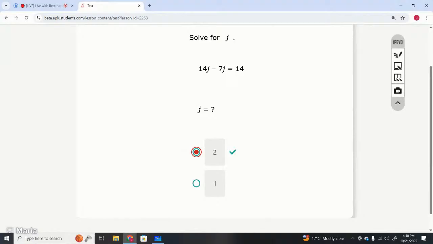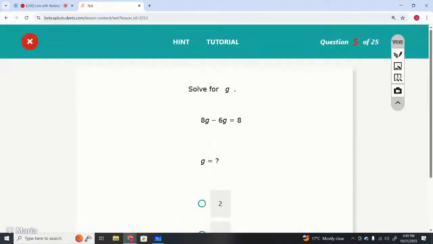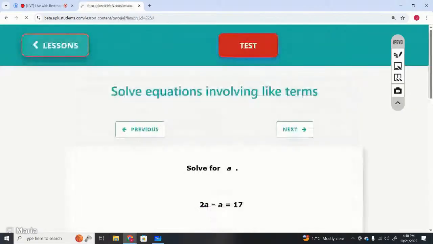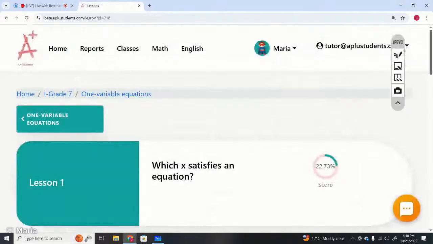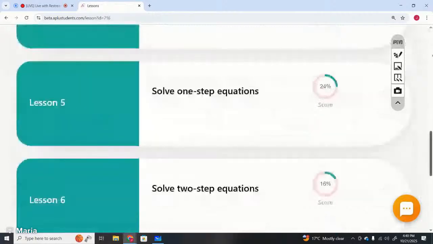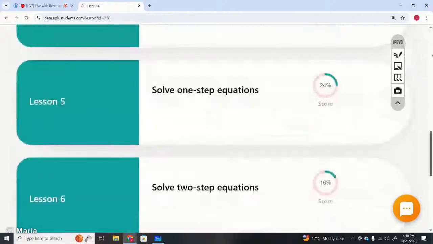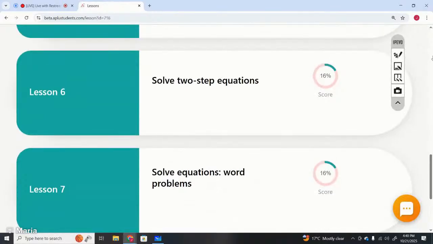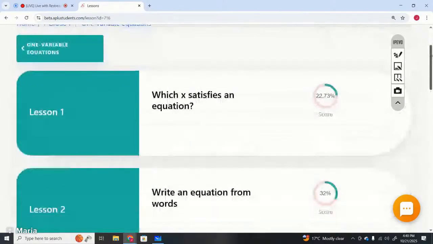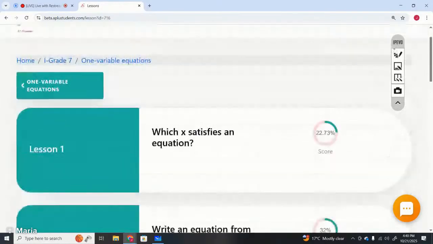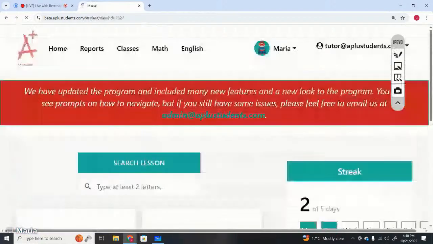Okay, you can complete the lesson by yourself later today. So we were working on the grade 7 math chapter, one variable equations. The lessons we have covered today are solve one step equations, solve two step equations, solve equations word problems, solve equations involving like terms. Before the next session, you can complete all the practice for the lessons we just did. That is your homework until next session.